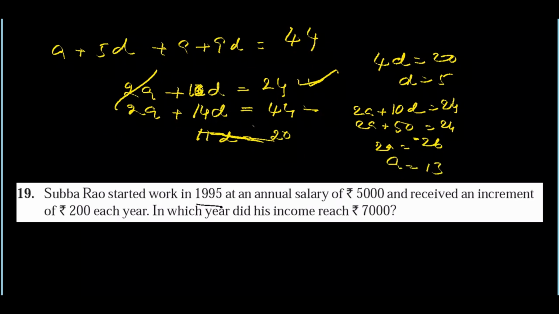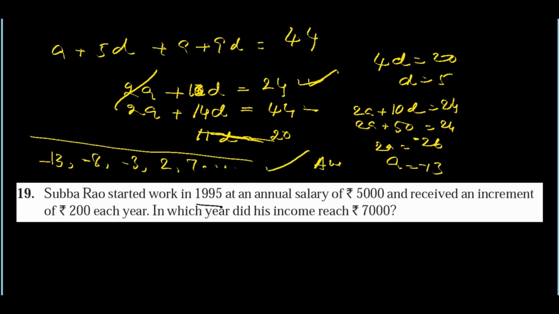So your AP will start with minus 13. Minus 13, plus 5 gives minus 8, plus 5 gives minus 3, plus 5 gives 2, 7, etc. This is the AP. This is the answer.